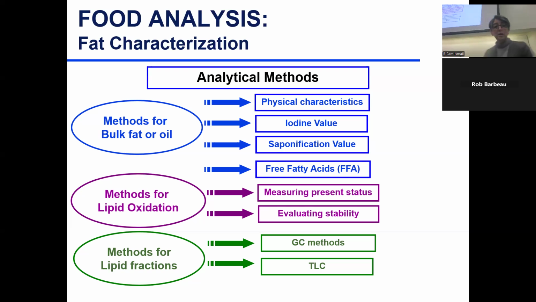And then there is looking at the lipid fraction: cholesterol, unsaturated, saturated, triglycerides. So we do GC methods and thin layer chromatography. We'll talk about all of these different methods.